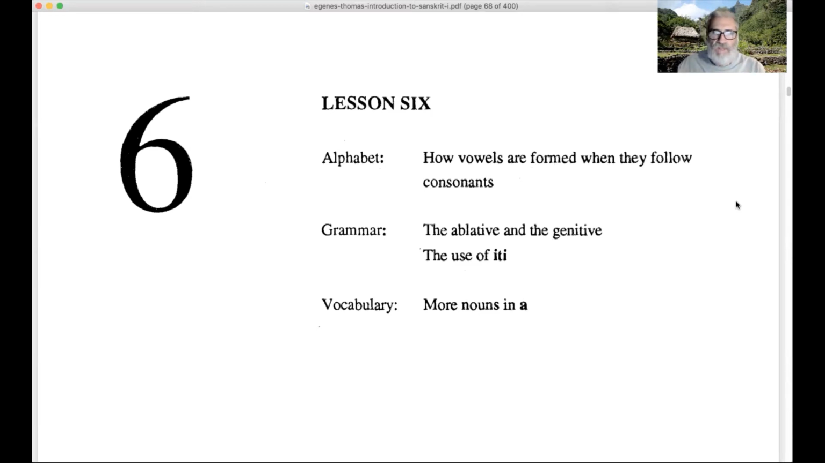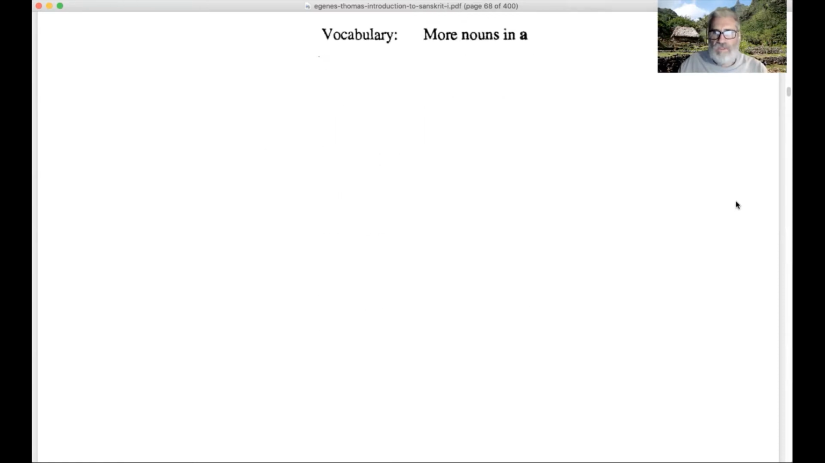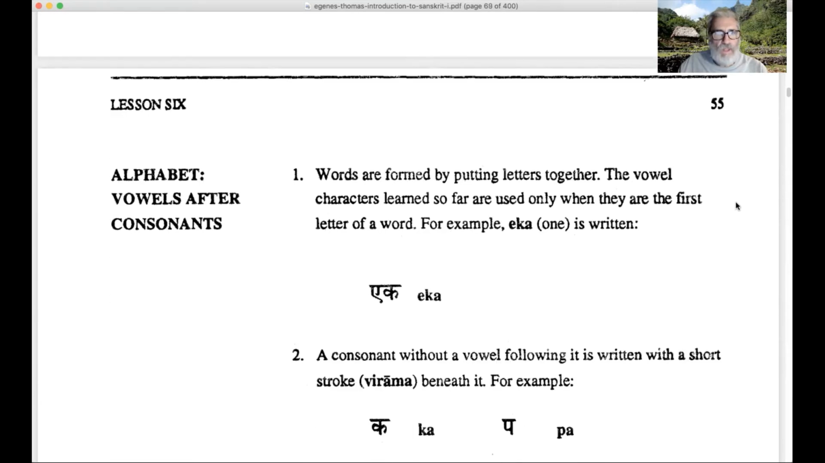So we're going to learn the ablative. Some people say ablative differently, but ablative is the way that I always heard it, especially when I was studying Latin. And genitive, two more case endings for our nouns, and the use of the word iti, which means thus, which is used to indicate direct speech in Sanskrit, just like in English we have quote marks, or what some people call inverted commas. For vocabulary, we're going to get some more nouns ending in a.